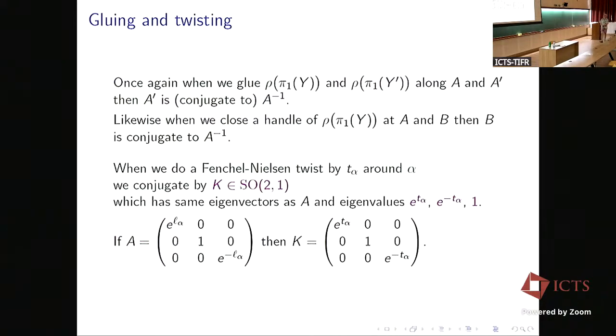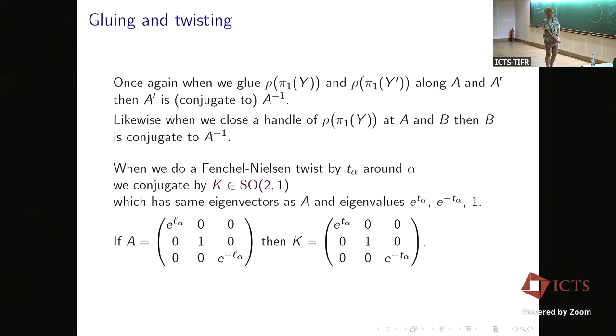So now gluing and twisting, well, the gluing and twisting basically happens the same as it happened before. So if I glue, then I need to have my A and my A prime should be conjugate to A inverse, because it should have the same length and opposite orientation.